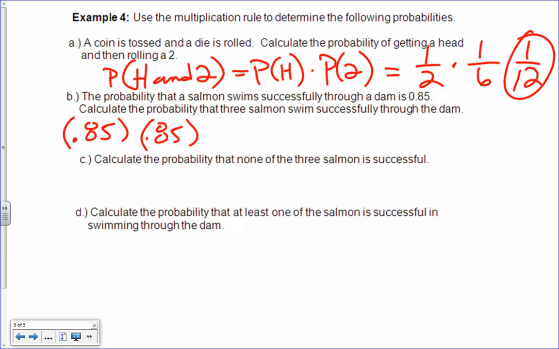And the third one is also 0.85, and that says and, right? It's salmon 1 and salmon 2 and salmon 3. So that and turns into multiplication. So in other words, 0.85 to the third power, right? Which is 0.61. Well, we'll just go to 0.61. So in other words, 3 of them would be 61.4% chance that 3 of them would get through.